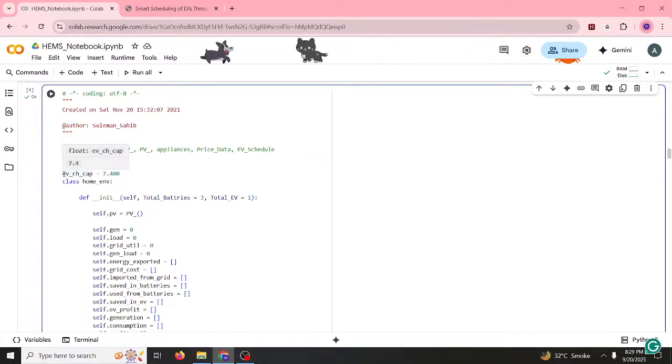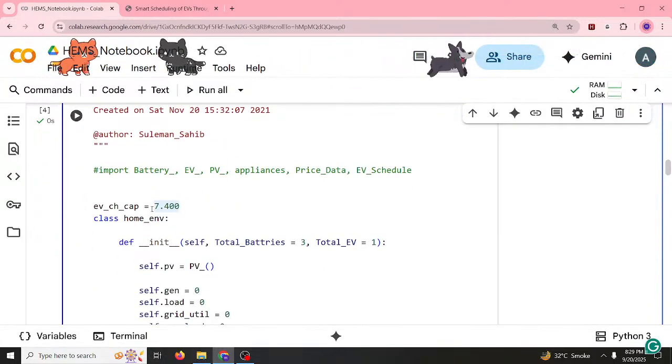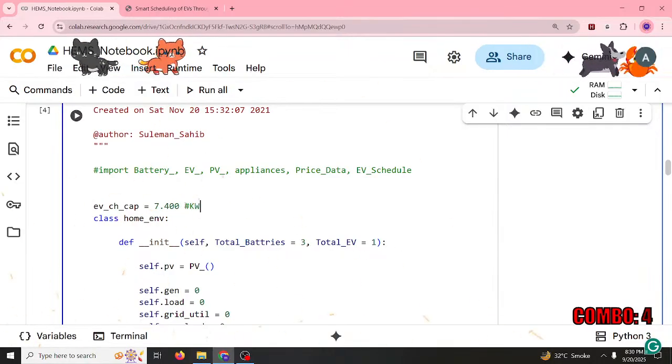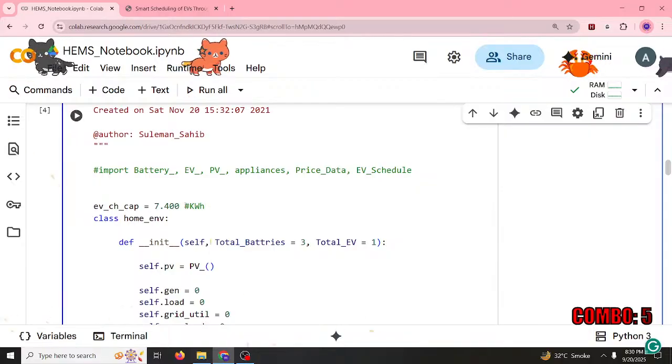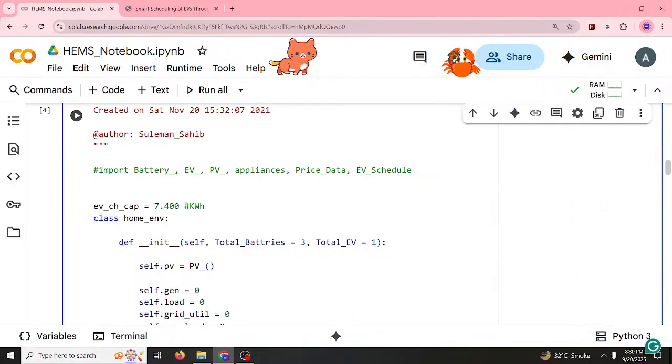Yeah. So we here define that this EV charging capacity, we have taken it from the standard. This is the kilowatt, kilowatt hours. So overall 7.4 kilowatt hours of energy can be saved inside the EV. This is somewhat standard in EV, Tesla electric vehicles.